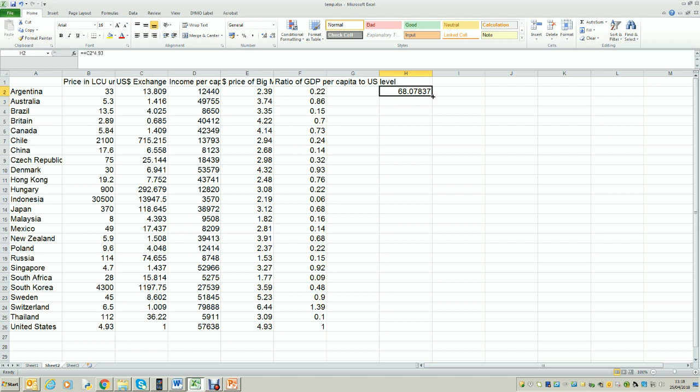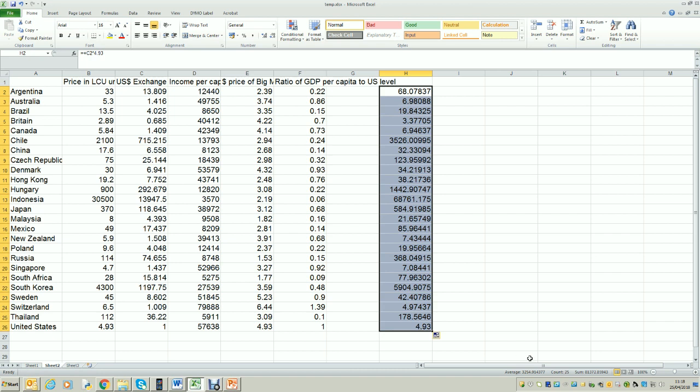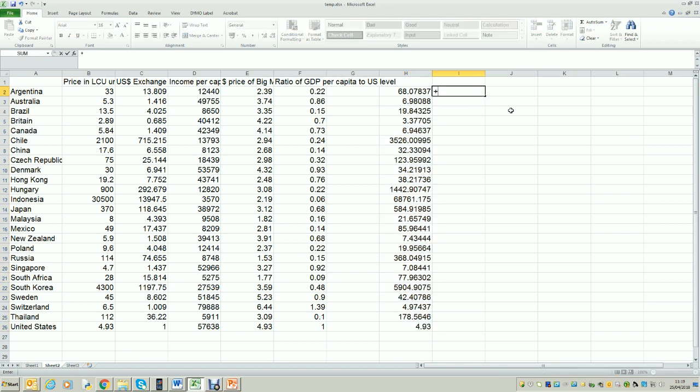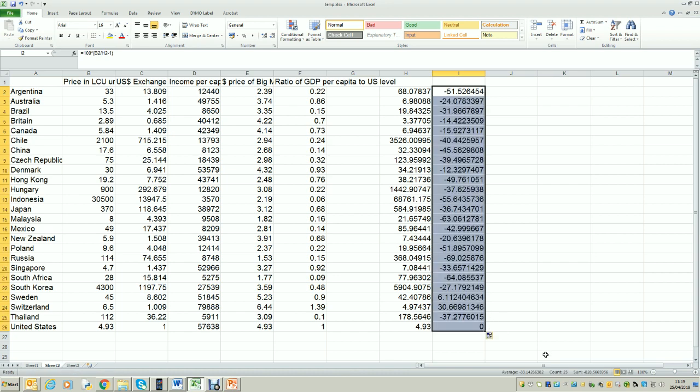Next, I'm going to copy this cell down for all the countries in my sample, and I get the PPP price levels for each country. Now I'm going to calculate the percentage difference between this price level and the actual price level. So in this cell I enter the formula 100 multiplied by the ratio of the actual price level to the PPP price level minus 1. This will give me the percentage difference for Argentina in this case. Then I copy this cell down and I have the percentage differences for each country in my sample.